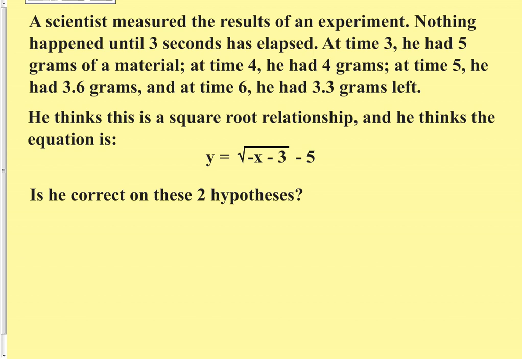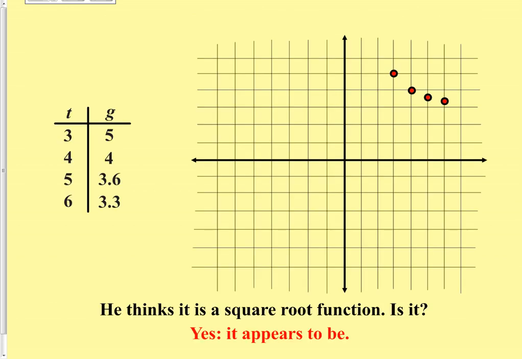Now let's take a look at the responses to the questions. Does he believe that this is a square root function? Well, the problem gave us 4 ordered pairs. They just did not look like ordered pairs. Keep in mind one of the variables being discussed in the problem was time. Time is always independent, so time always gets the x-axis.